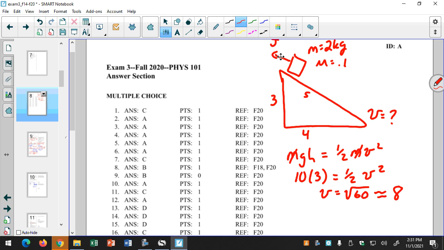So let's just say the normal force. Well, what is the normal force? This is 37 degrees, right? It's a 3, 4, 5 triangle. So the normal force is 20 sine 53.